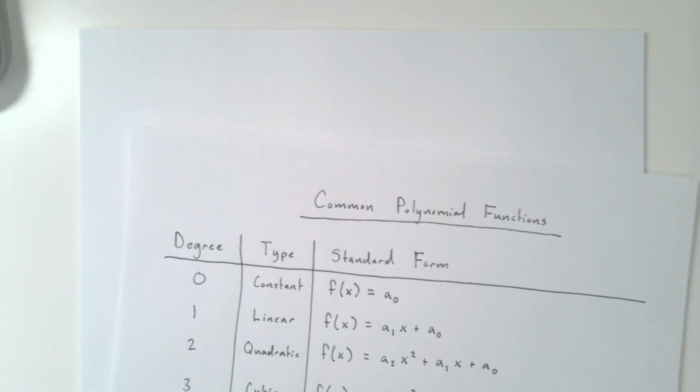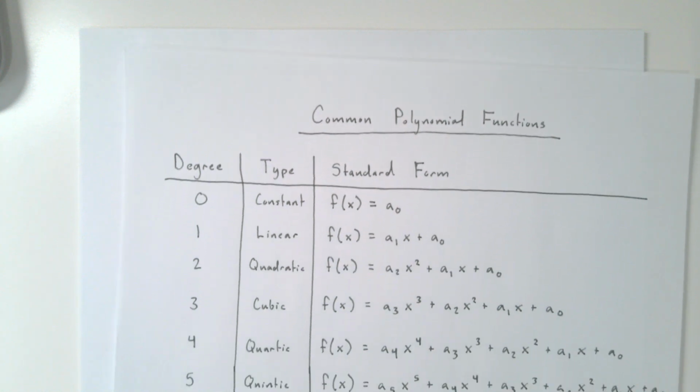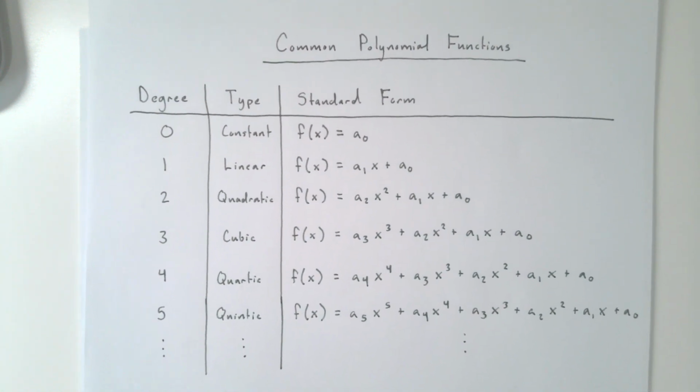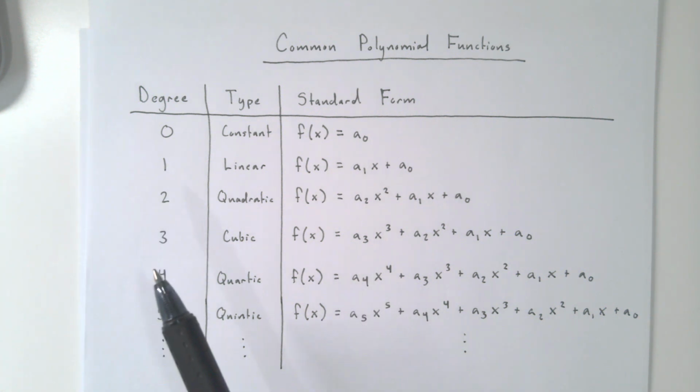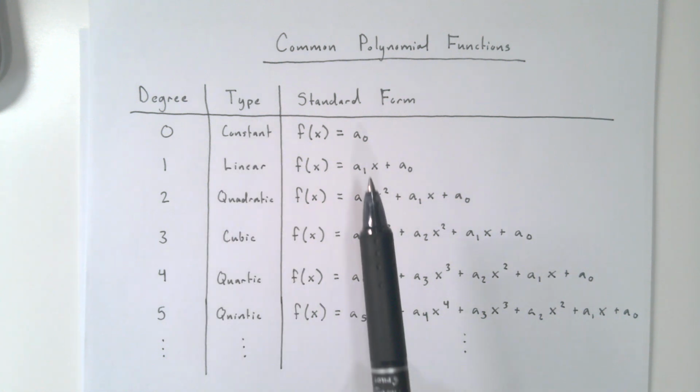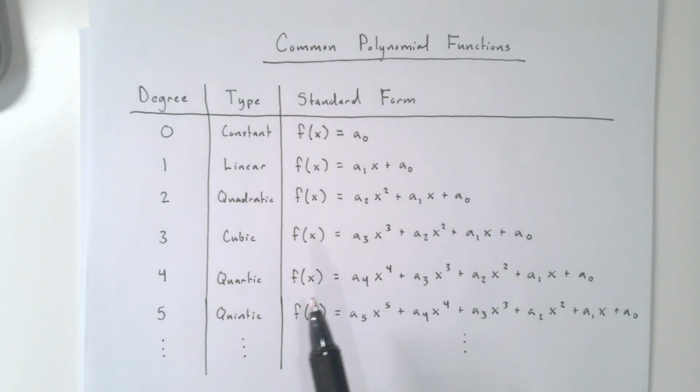So the first thing that we want to revisit for a second is what polynomials are and what common polynomials look like. This chart I got directly from your textbook, but to reiterate, because we've already talked about these a lot, we just need to talk about how the degree relates to the type, and generally what they look like in standard form.